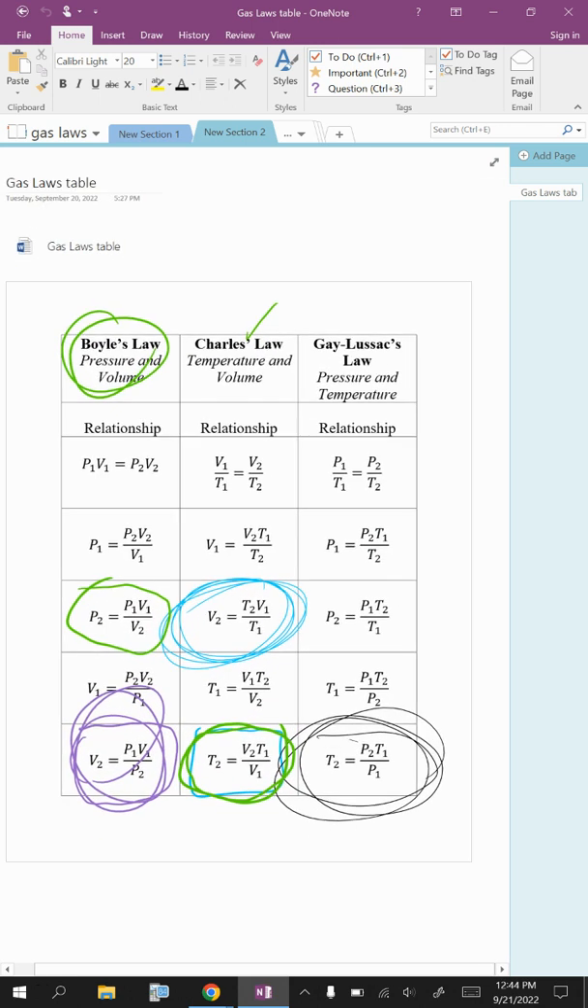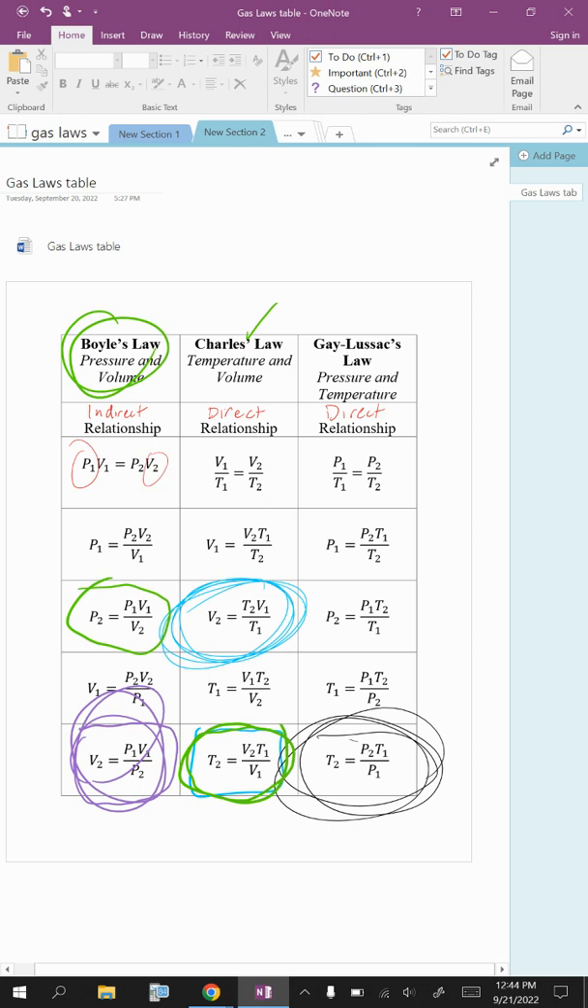I did make one slight boo-boo on this. This was an indirect relationship for Boyle's law, and it was a direct relationship for Charles and a direct relationship for Gay-Lussac. With that said, whatever I do to pressure, the opposite is going to occur in volume.